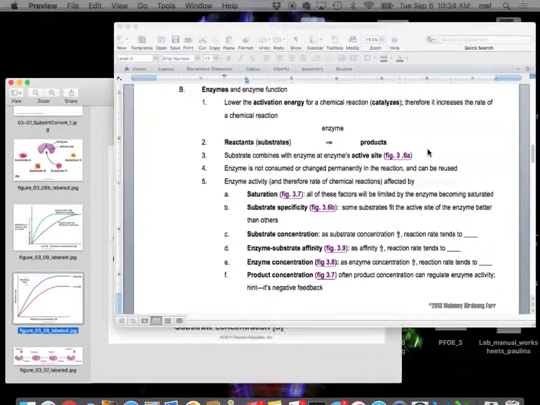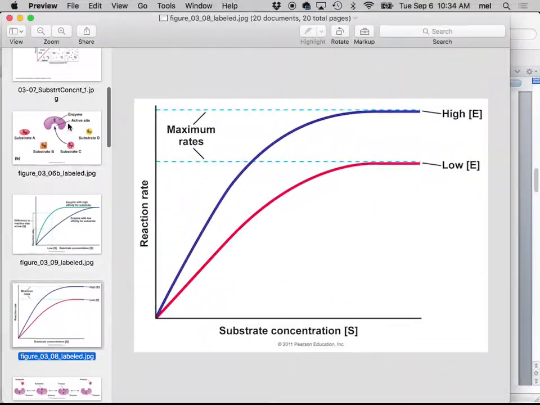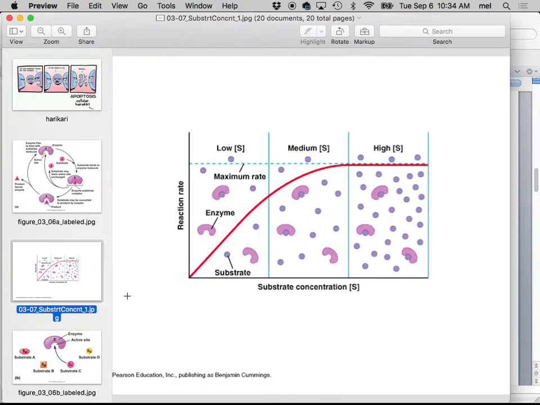Okay, so now let's go back to the concentration of substrates. This original graph that we looked at said as substrate concentration increases, reaction rate tends to do what? Increase until what? Until saturation, exactly. So it does tend to increase, with an asterisk, right? Until you hit saturation, and then it's basically capped. But notice it doesn't go back down to zero.